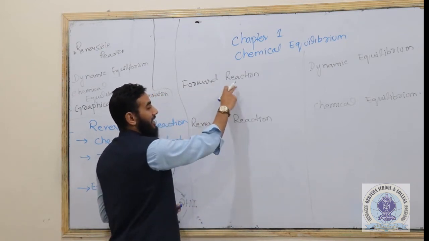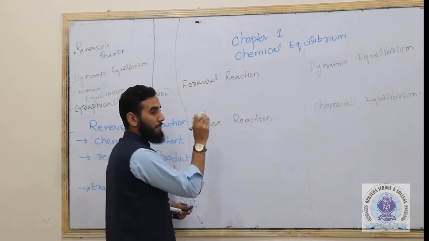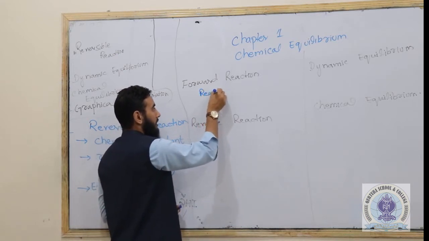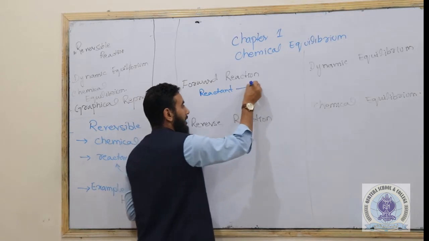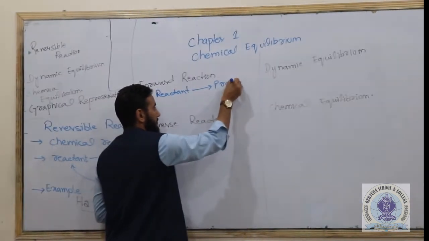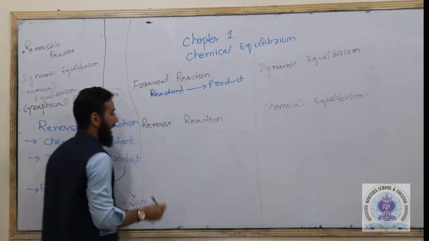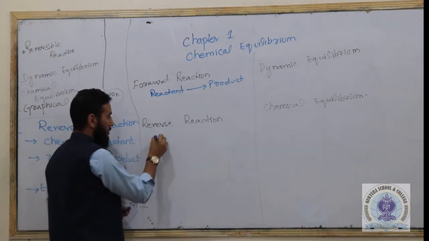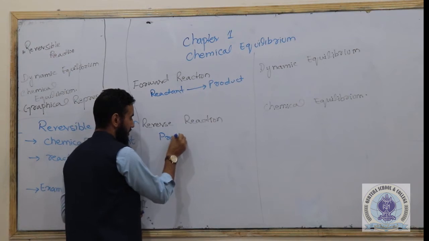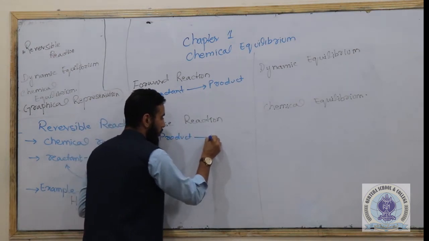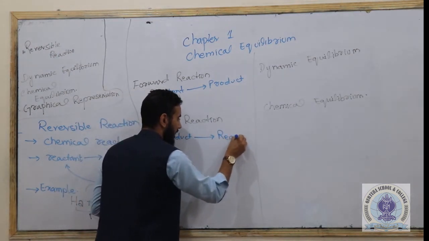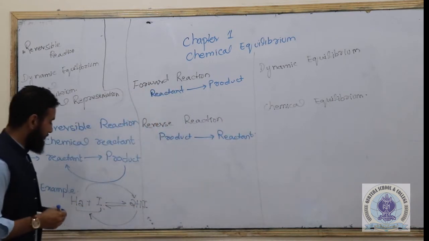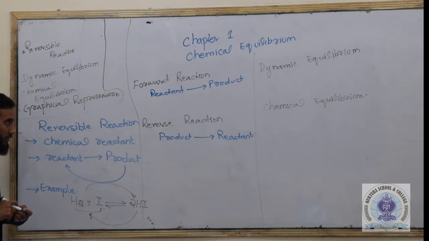The forward reaction is that part of a reversible reaction in which reactants are converted into products, while the reverse reaction is that part of a reversible reaction in which the products are converted back into the reactants. Let me elaborate it further.